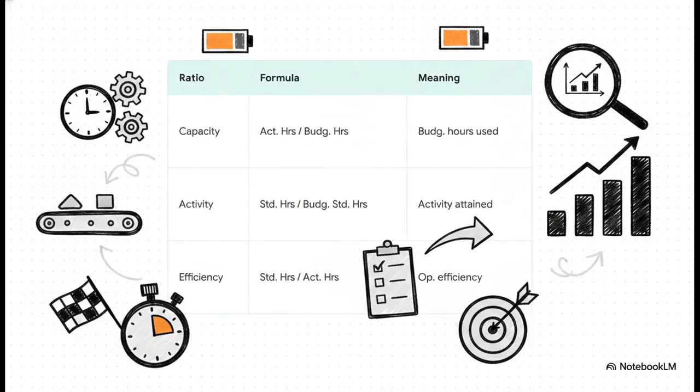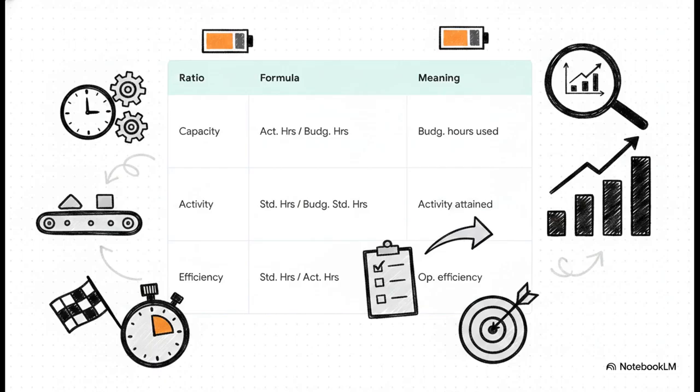Now, please don't let the math intimidate you here. Let's quickly break down what these formulas actually tell us in plain English. The capacity ratio basically asks, did you use the time you planned to use? If you budgeted 100 hours but only worked 85, your capacity ratio is 85%, meaning 15% of your capacity just sat there unutilized. Next, the activity ratio measures the actual level of production activity you achieved against what you originally planned to achieve.